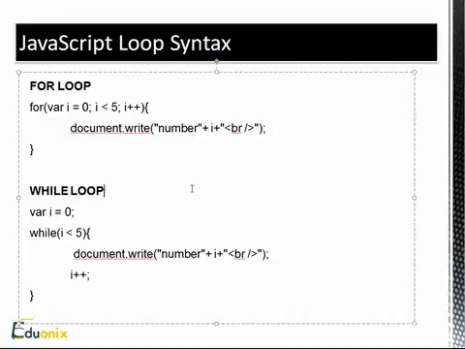It wouldn't actually print out number 5 because we're saying if i is less than 5. If we do want it to do 1 through 5, then we can say i is less than or equal to 5. I hope that makes sense.